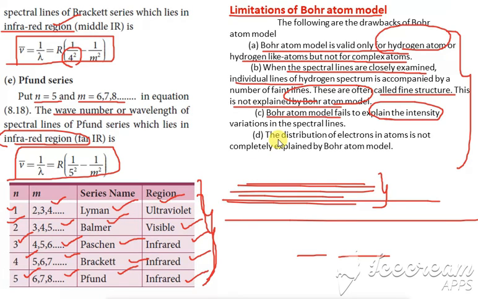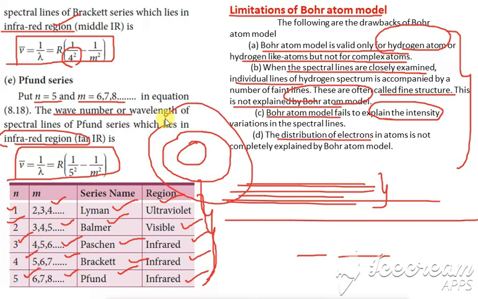The next and last point is the distribution of electrons. How the electrons are distributed in each orbit, this model did not explain. So these are the limitations of the Bohr atom model. Yes, clear with this? Thank you.